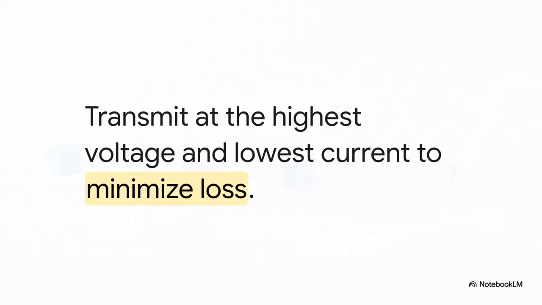It all boils down to the general energy transmission rule. To transport power safely and efficiently, you absolutely must transmit at the highest possible voltage and the lowest possible current. Why? Because the thermal energy lost in the transmission wires, known as ohmic losses, is proportional to the square of the current. So keeping that current low is the absolute key to grid efficiency.